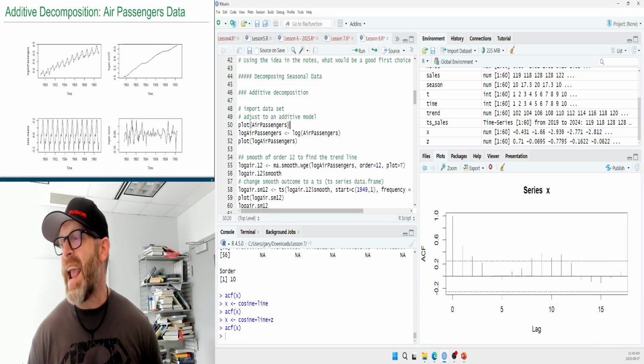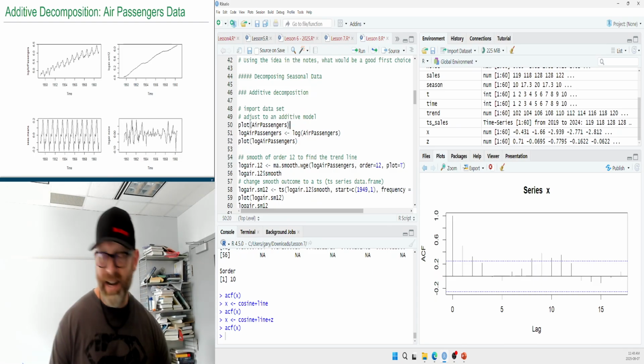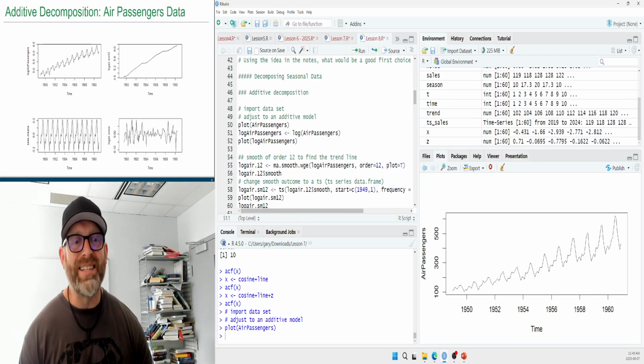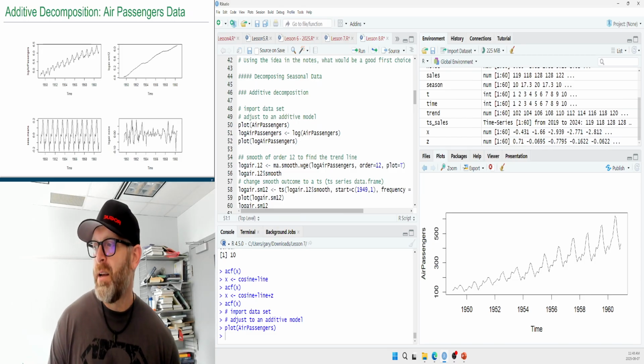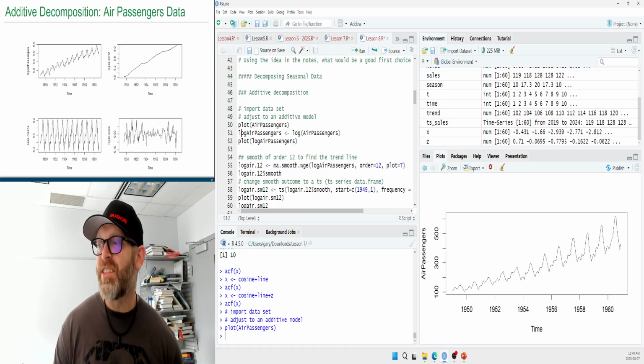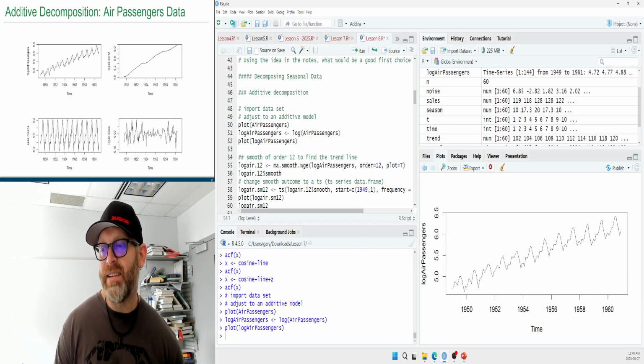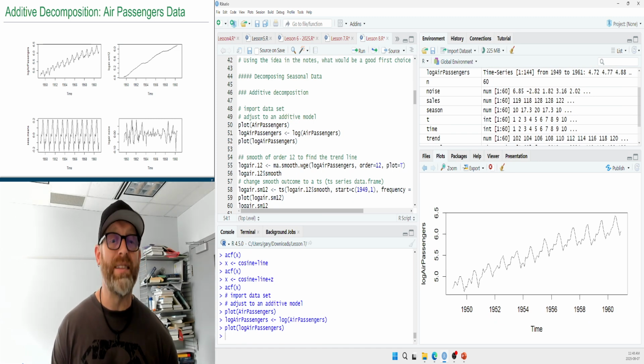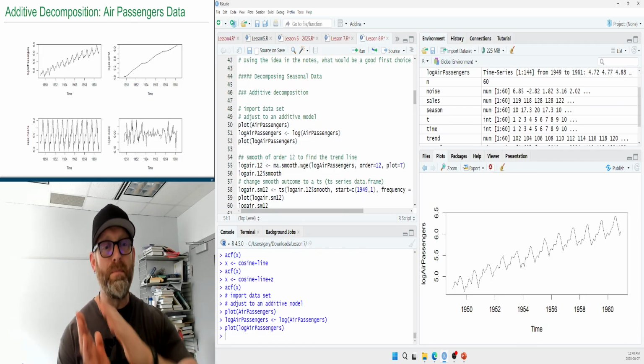All right, so we're using the air passengers data. I'm going to plot air passengers, which again is exactly what we saw here. This is a multiplicative model, so I want to be able to change this. So I'm just going to take the log of air passengers. And if I plot this again, notice those squiggles have leveled out, where I can bound them above and below by something.